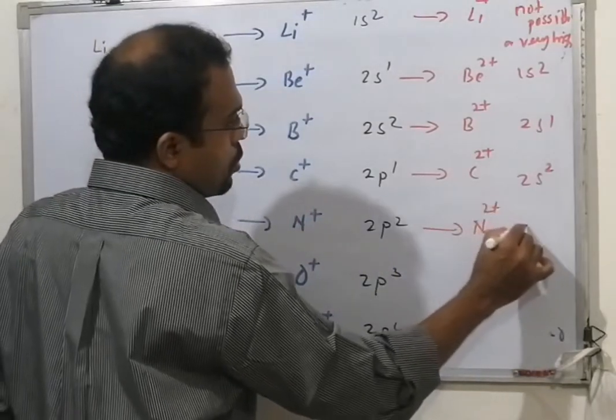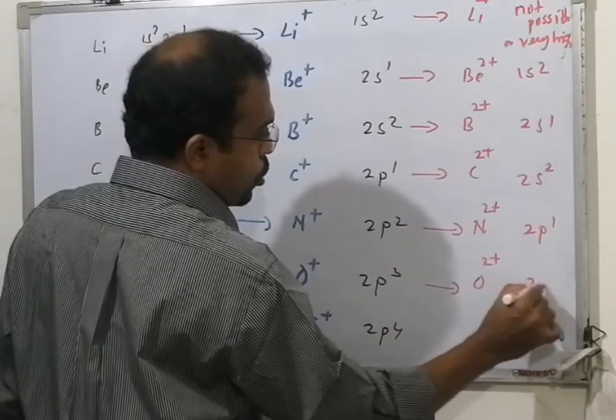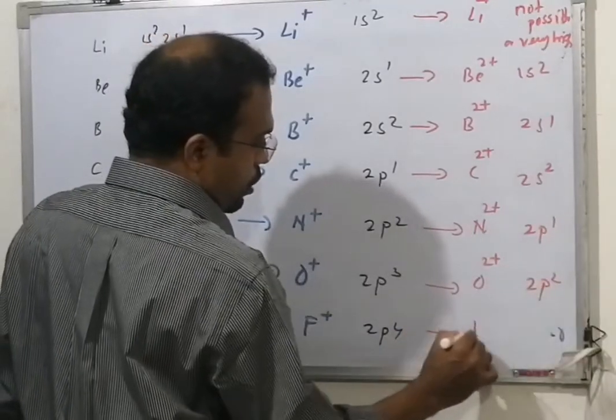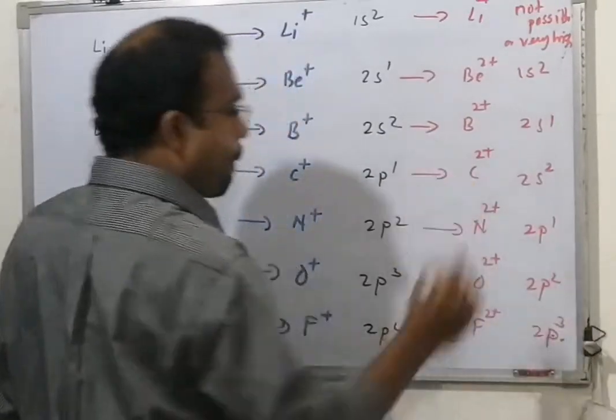Nitrogen 2 plus, 2p1. Oxygen 2 plus, 2p2. Fluorine 2 plus, 2p3.